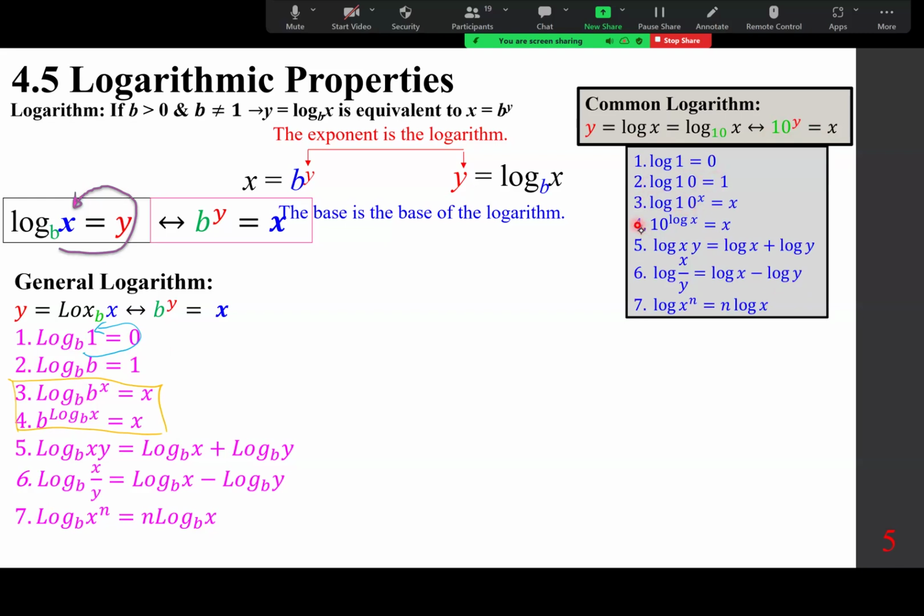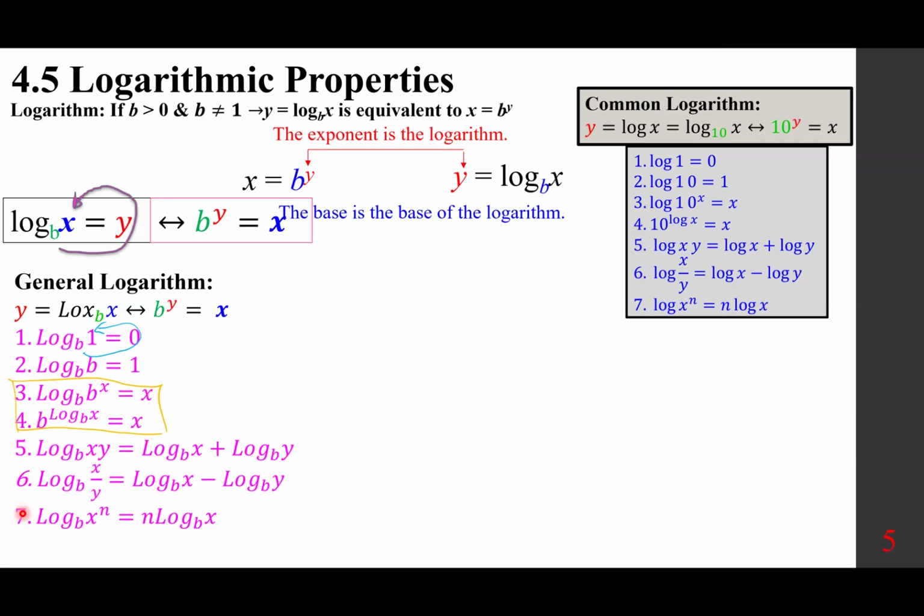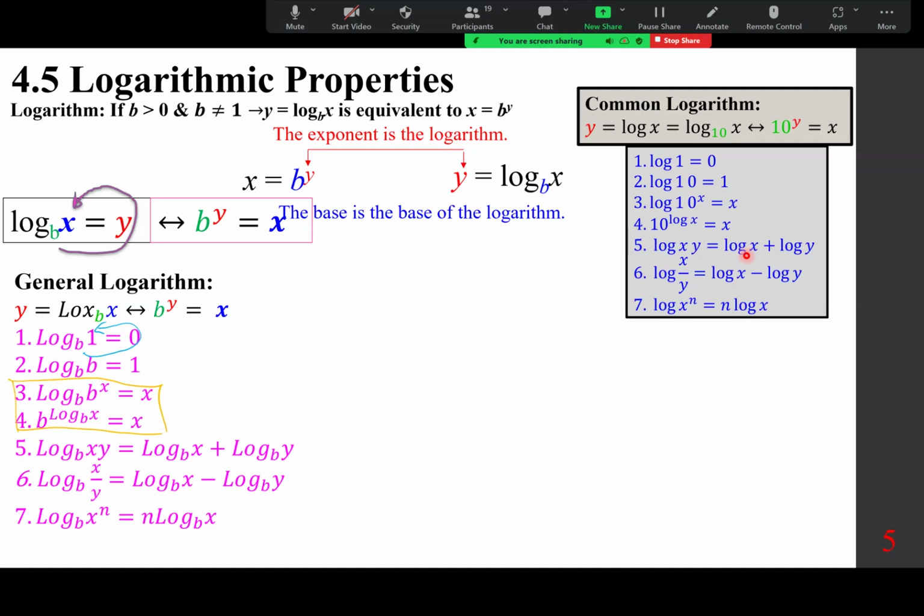And with that goes number 4. The base is 10. 5, 6, 7 are the same as 5, 6, 7. Do not write the base b. So basically, drop the base b. If you drop the base b, you're dealing with common log.